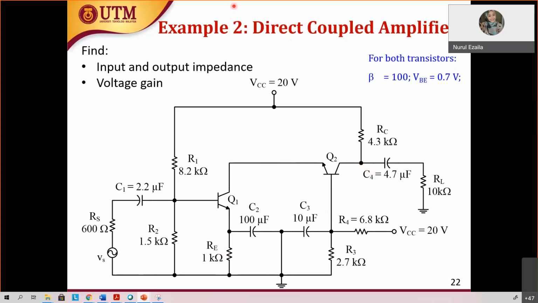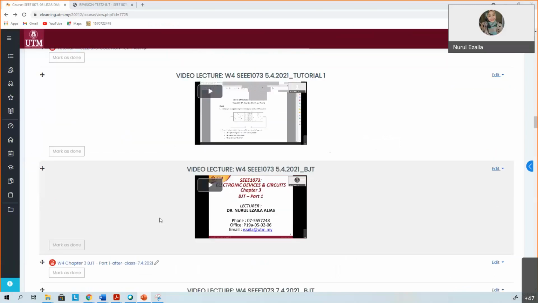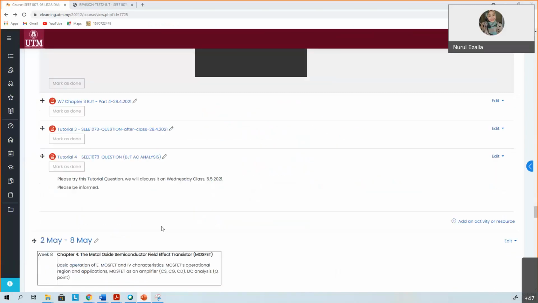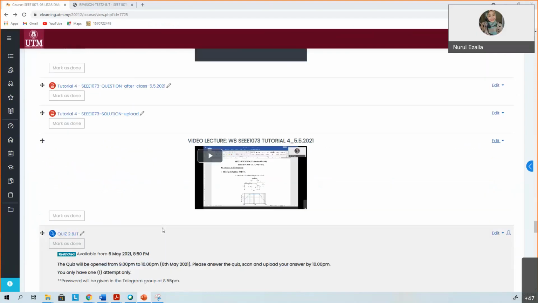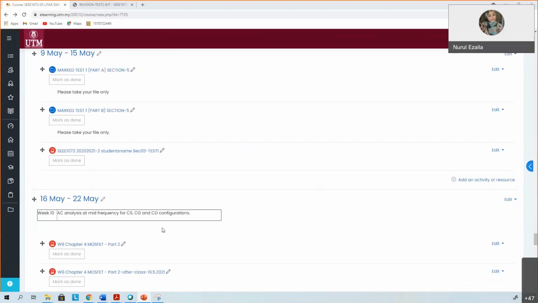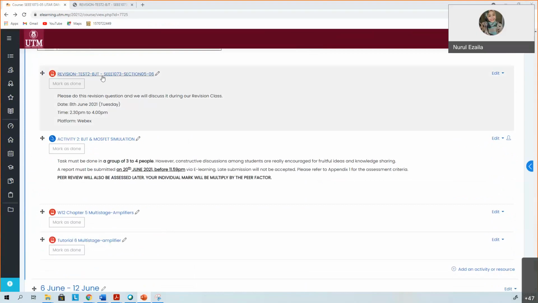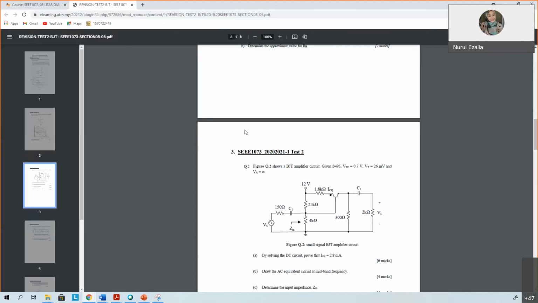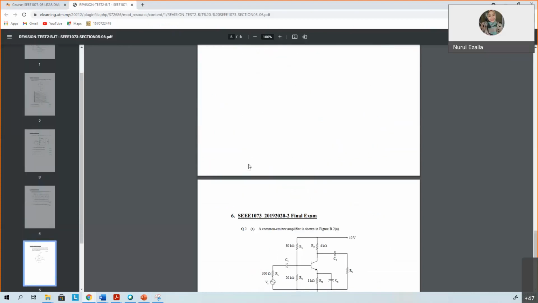Since you are already very clear, you do it. For the next class, we will discuss the MOSFET tutorial. Please remember that. Also our revision class is on 8th June. Please try the revision questions first. It is very worth trying and good preparation for your test 2.